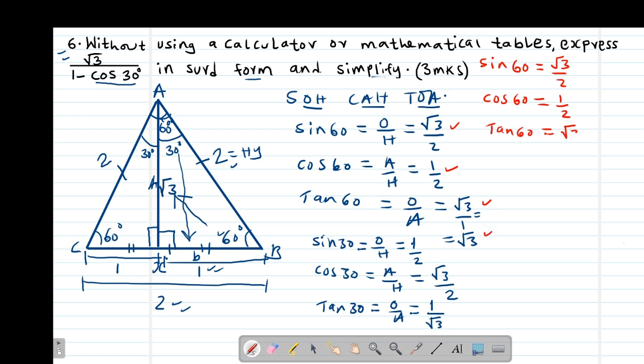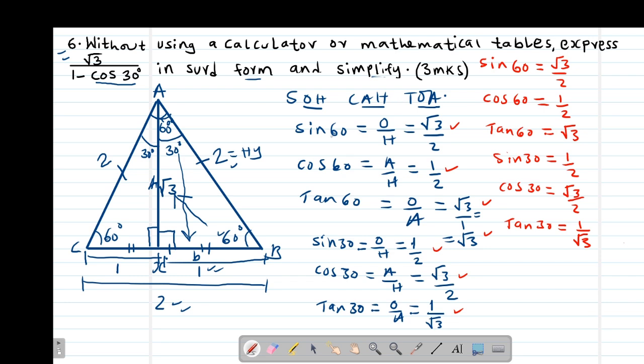Then we move to the sine of 30 degrees. Sine 30 degrees will be equal to a half. Then cos 30 degrees is root 3 over 2. Then lastly, tan 30 degrees should give us 1 over the root of 3. So these are the trigonometric ratios.